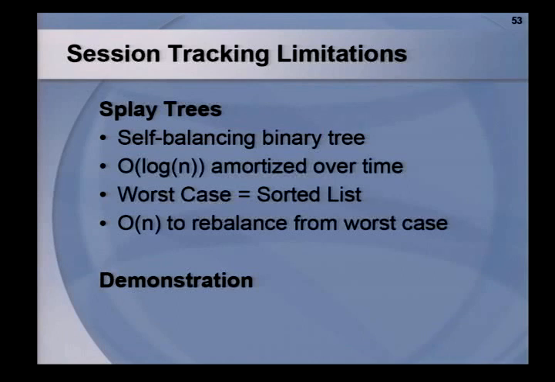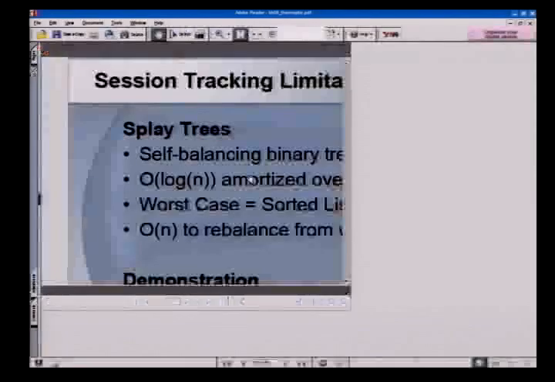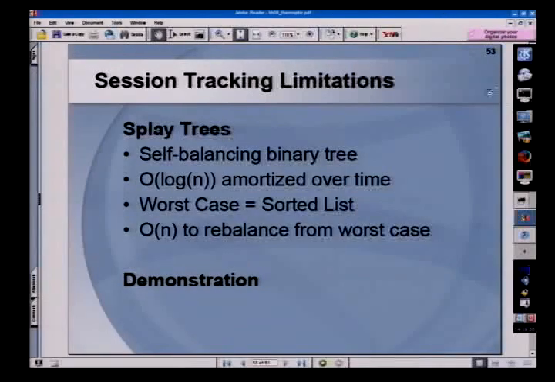What happens in a splay tree is the most frequently used nodes are bubbled up to the top of the tree. So the person on your network who's talking the most is going to be closest to the top of the tree, so it takes the least amount of time to search for them. Unfortunately, because it's amortized across time, you could force the worst case scenario, O(n), to rebalance. So we have a nice demo of attacking a splay tree.